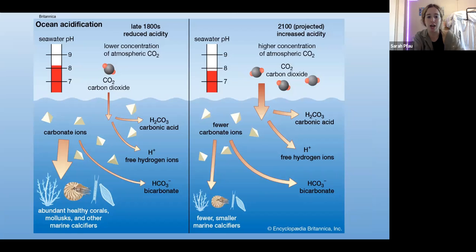And this image compares a higher, more basic pH on the left to a lower, more acidic pH on the right. This image does a really good job showing the process of ocean acidification by showing the larger arrows on the right, which signify a higher concentration of absorbed carbon dioxide, leading to fewer carbonate ions and eventually affecting marine life and variability, which we'll talk about later.